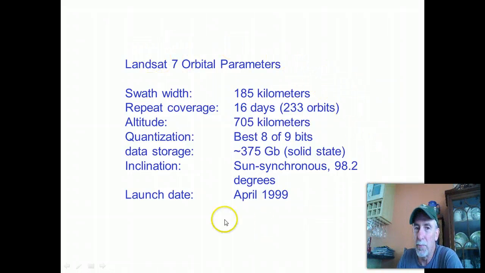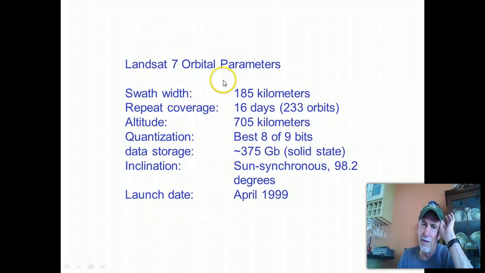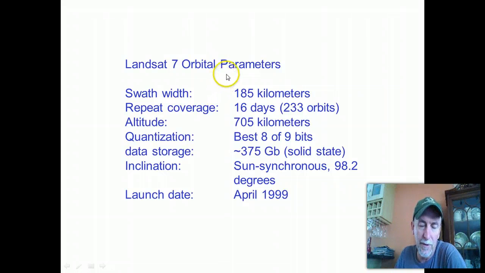Landsat 7 orbital parameters, you can see them here. The important things are it is sun synchronous, and it returns to the same location very precisely every 16 days. And this is true of Landsats 4, 5, and 7, and also Landsats 1, 2, and 3 had very similar characteristics, although the reference system that was used was somewhat different, and so you don't have exact overlap on the tracks that you have on 4, 5, and 7.